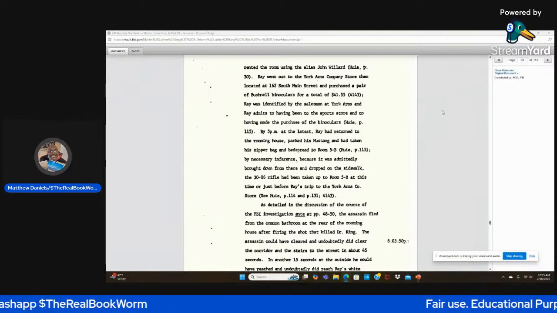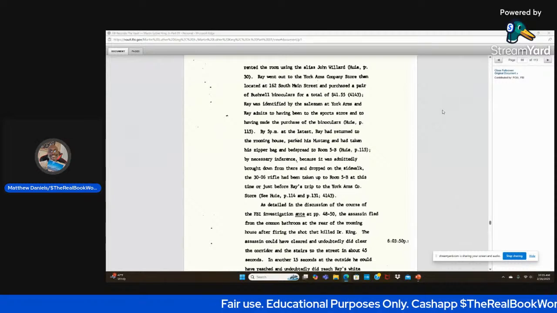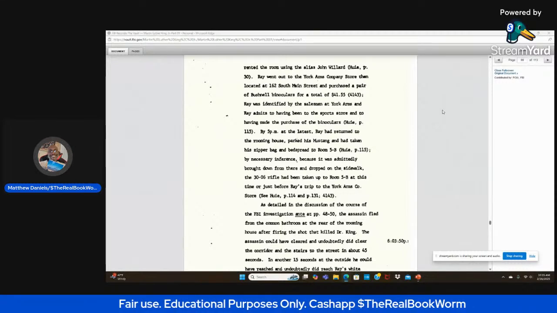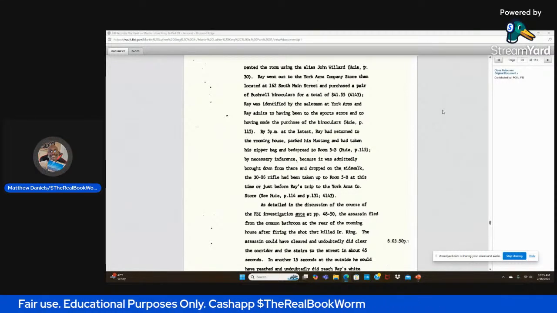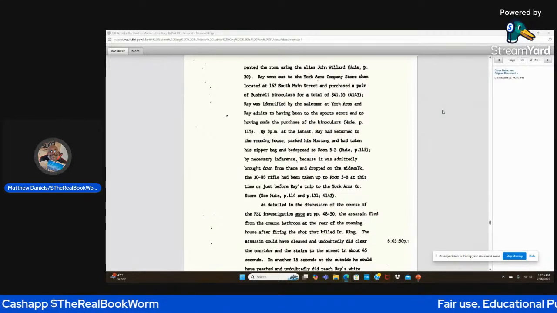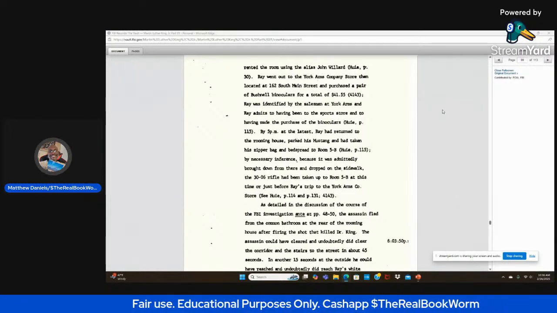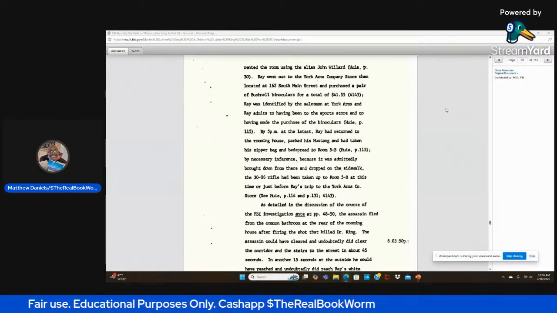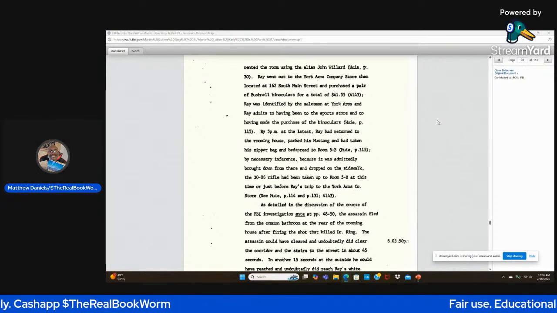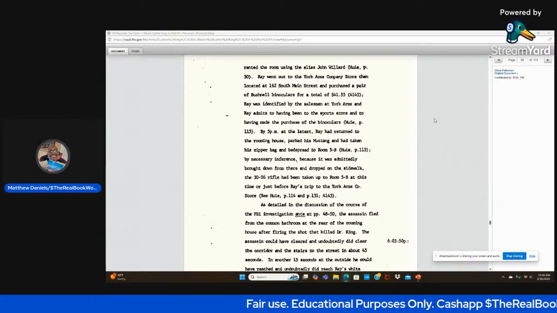By 5 p.m. at the latest, Ray had returned to the rooming house, parked his Mustang, and had taken his zipper bag and bedspread to room 5B. By necessary inference, because it was admittedly brought down from there and dropped on the sidewalk. The 30-06 rifle had been taken up to room 5B at this time or just before Ray's trip to the York Arms Company store. This is lining up.